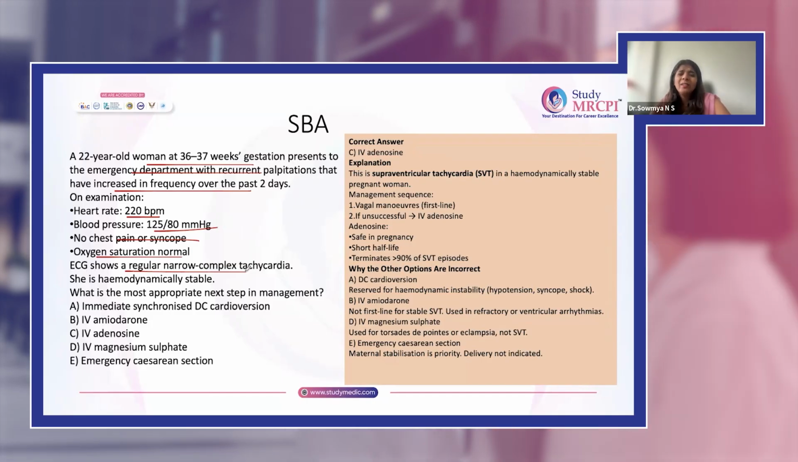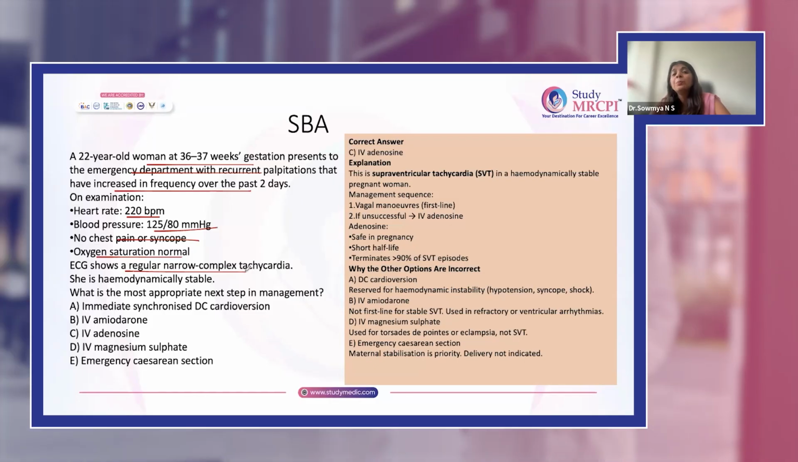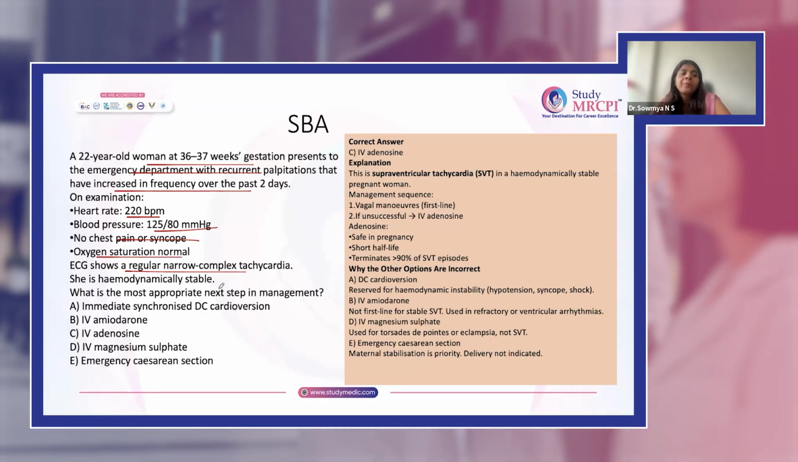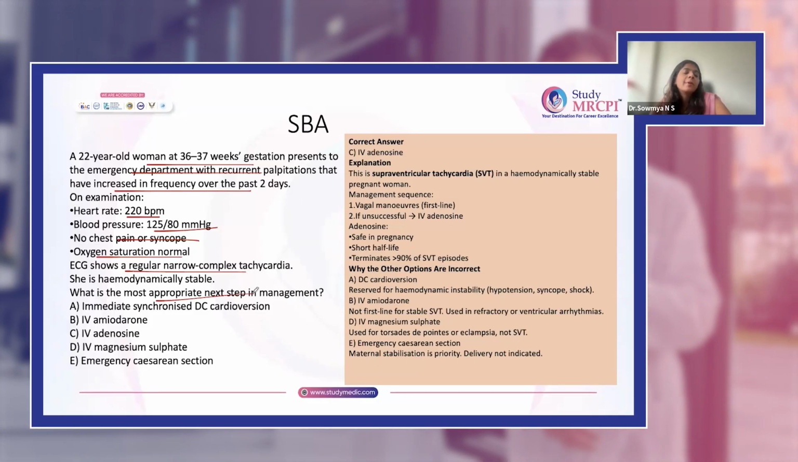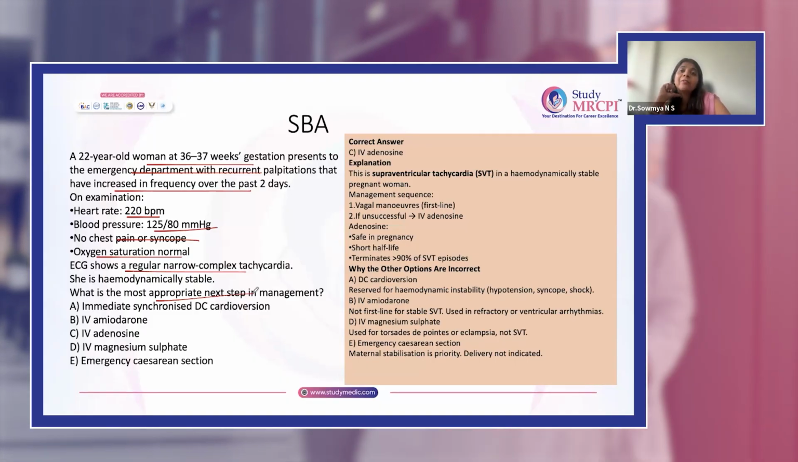ECG shows regular, narrow complex tachycardia. So probably the most common is supraventricular tachycardia in pregnant women. So what is the most appropriate next step? Of course, massaging the vagal, see the vagal maneuver.